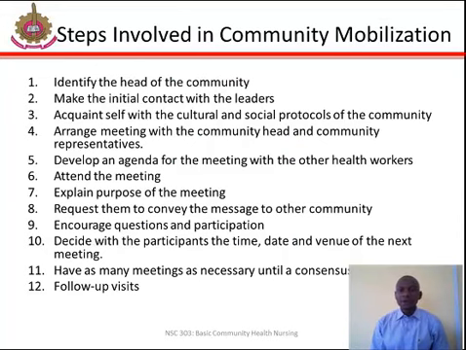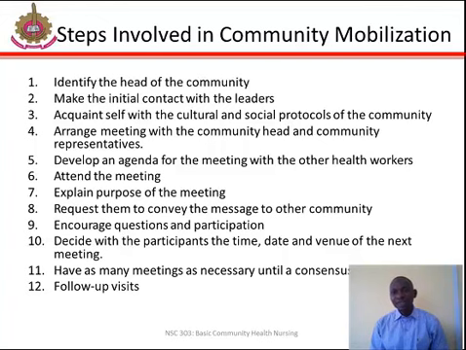Now, the steps involved in community mobilization are: identify the head of the community and find out who the local leaders are. Make the initial contact with the leaders and communicate your intention. Acquaint yourself with the cultural and social protocol of the community. Then you arrange a meeting with the community head and community representatives.